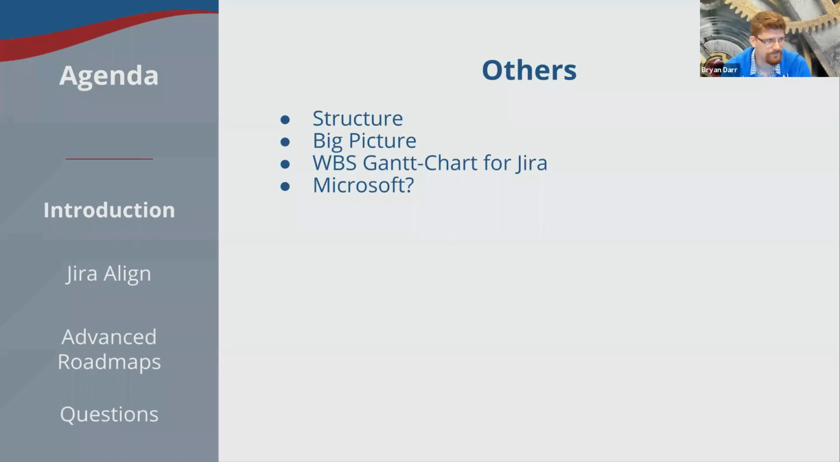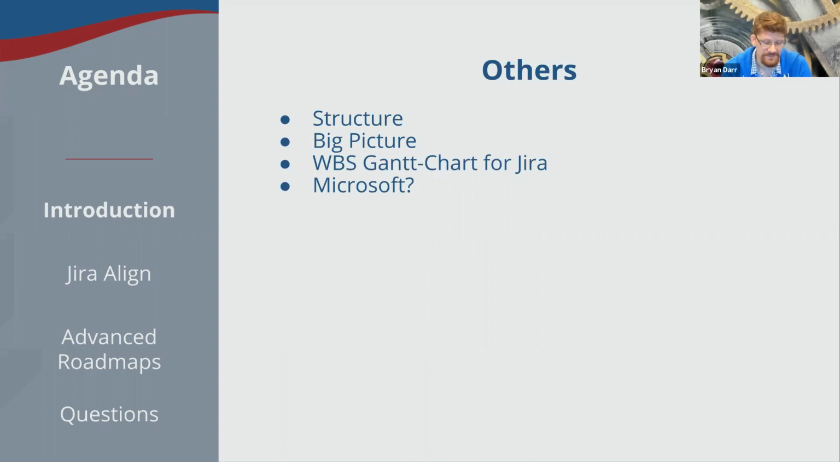So if you absolutely must do individual level and not team level capacity management, Big Picture is probably a good option for you. A third contender is WBS Gantt chart for Jira. I haven't worked with that one too much before. I see most of our clients using the tools we're talking about today and not necessarily that one, but it is out there and I hear it works pretty well.